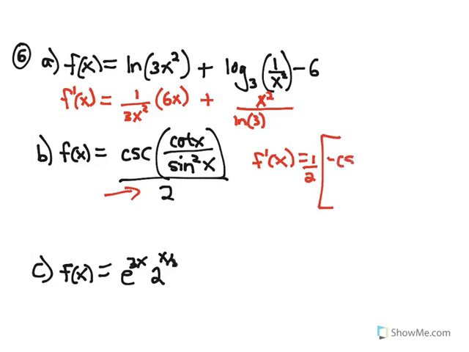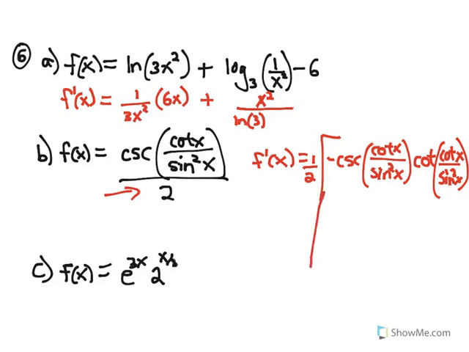Anything cosecant, we have a chain rule here, is negative cosecant cotangent. So we actually have negative cosecant of the angle, which is cot x over sine squared x, times cotangent of the same angle, cotangent x over sine squared x. This is why this is tricky, because the angle has trig within it. Then you multiply that. I'm going to make a little bit more room, so I'm multiplying all of this in this giant bracket. Multiply that by the derivative of what's inside.